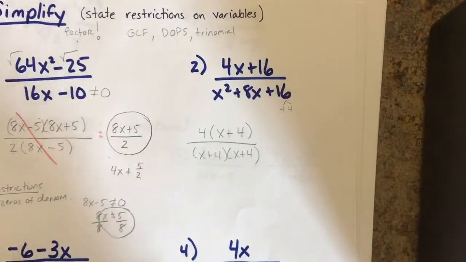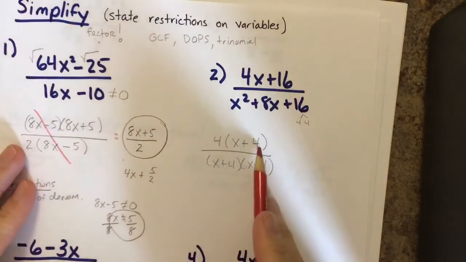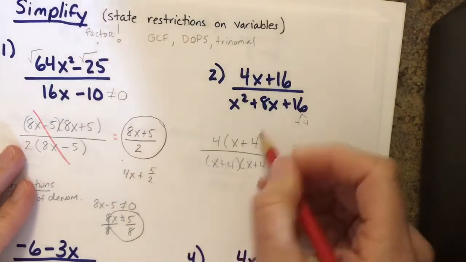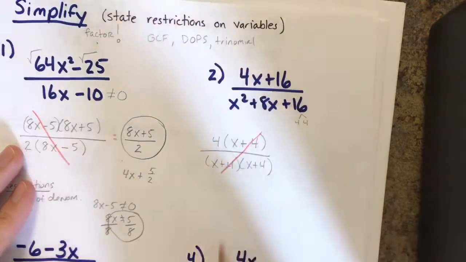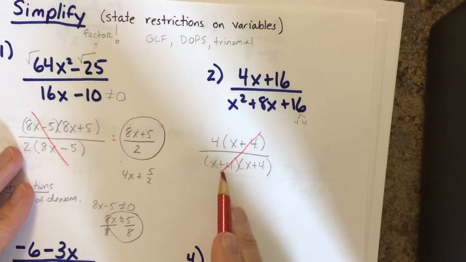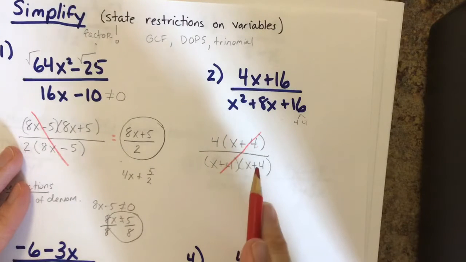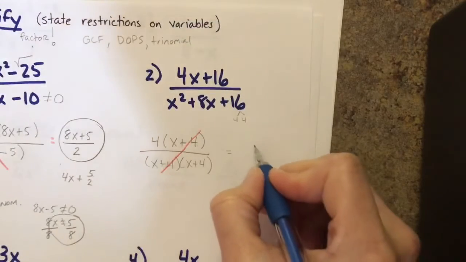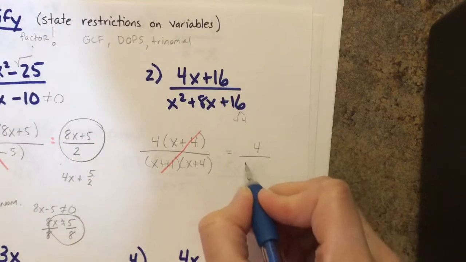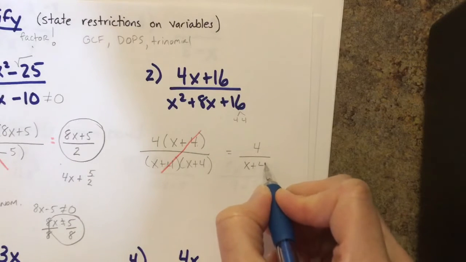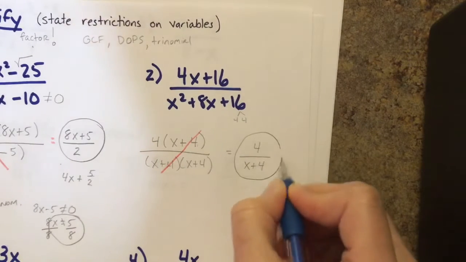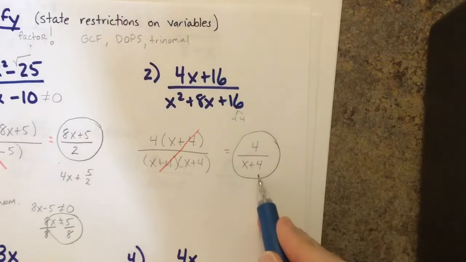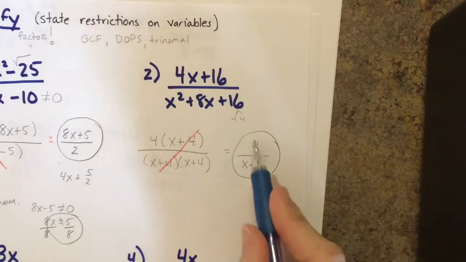Now I can simplify. If you get the same factor on the top and the bottom, you cancel, and it's always 1 for 1. This x plus 4 cancels with this x plus 4. This one has to stay. All right, so final answer, I have a 4 on the top, x plus 4 on the bottom. Finished. Do not simplify. You can't divide those 4s out because of the plus. All right, final answer.